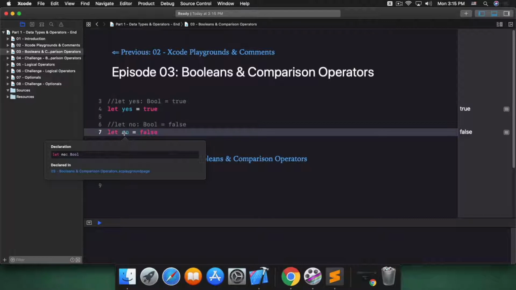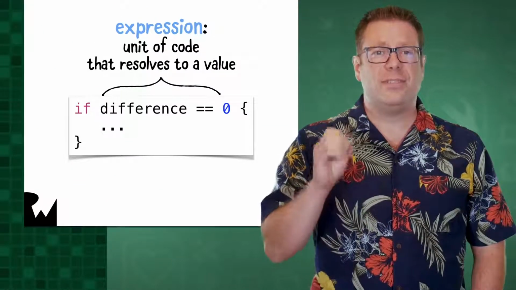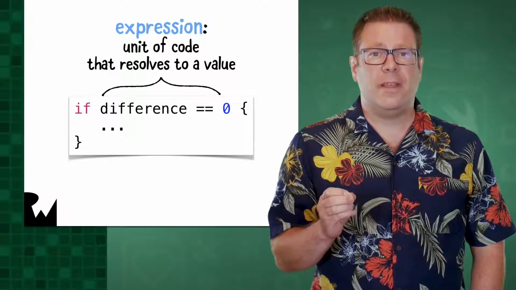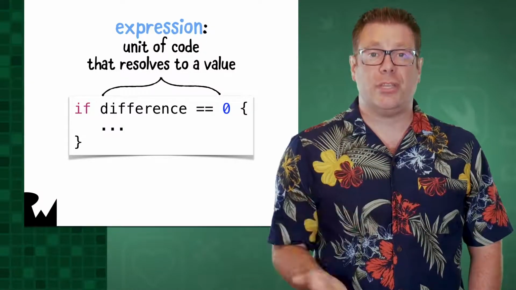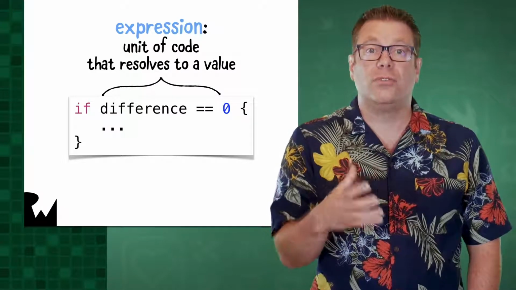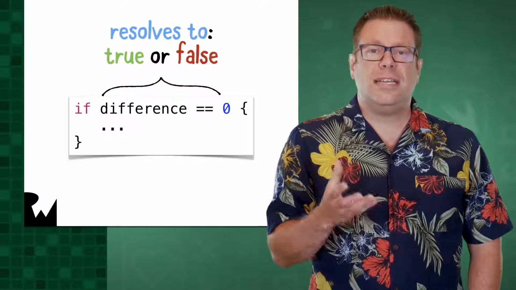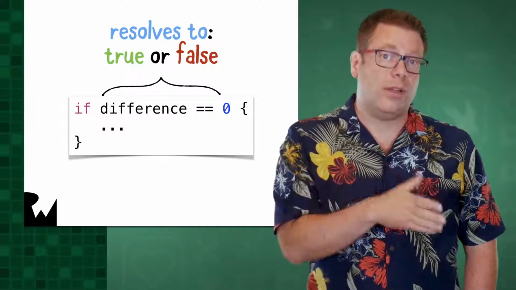That's an example of setting a Boolean value directly. But you can also define Booleans using expressions. So think back to when you were working on the Bullseye app, where you wrote the code to calculate the difference between the slider value and the target value. You wrote an if statement that said if difference is equal to 0. The part that says difference equal to 0 is what's known as an expression. Now you can think of an expression as a unit of code that resolves to a single value. In this case, the expression either resolves to true or false.